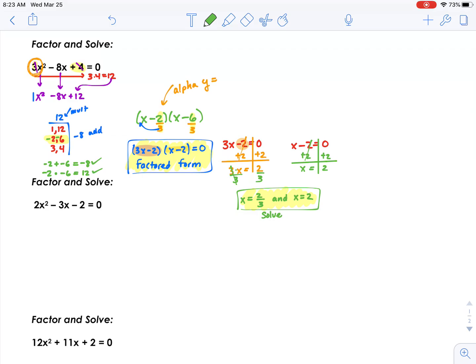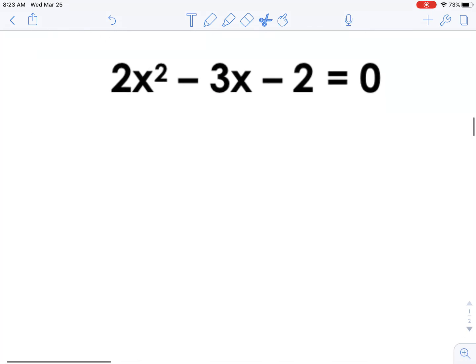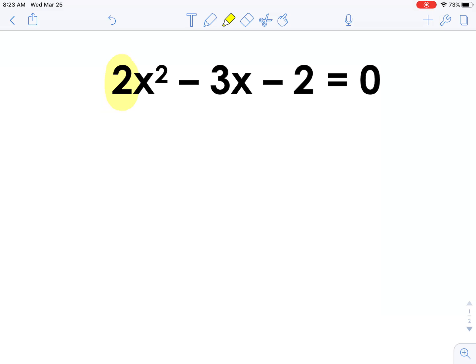Let's go ahead and try another one. Make sure that we're confident with our slide and divide. First thing, do we have a number in front other than 1? Yes. Check the GCF. The GCF in this problem is 1. That means we are going to slide and divide.